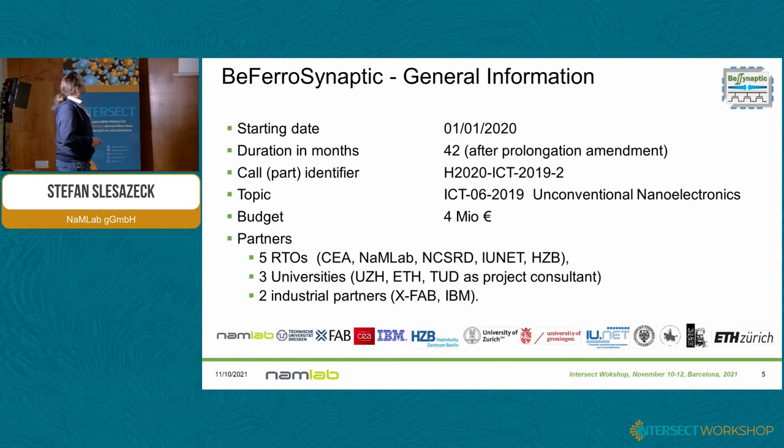So the BFAR Synaptic project started at the beginning of 2020 and it has a 4 million budget. We have 11 partners out of 6 countries, so 5 RTOs, 3 universities, and 2 industrial partners. IBM and HZB are looking at back-end-of-line FeFETs based on silicon channel and metal oxide channel, and Demokritos, CEA Leti, and NaMLab are looking into implementation of FTJs. Then we have some design partners, Groningen and University of Zurich, looking at the circuit design. And EUNET with 2 partners are performing mainly reliability characterization as well as modeling of the stacks.